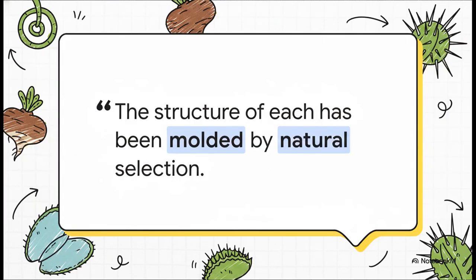This all comes down to a fundamental idea in biology, which is captured perfectly in this quote from the Campbell biology textbook. The structure of each plant part has been molded by natural selection. Let that sink in for a moment. Every single clever modification we discussed today, every spine, every tuber, every air root, it's all the result of millions of years of evolution, constantly shaping and refining a plant's design to fit its environment perfectly.